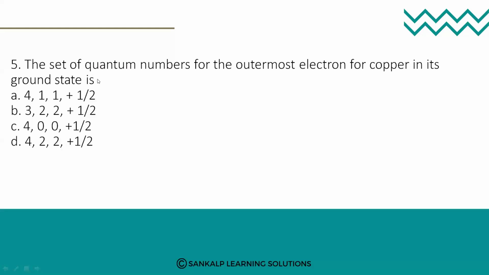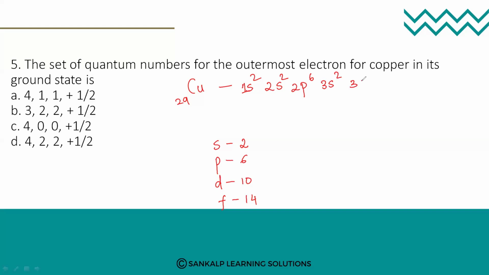Okay, fine. So let us start the filling up of electrons. Copper is 29. So 1s2, then 2s2, then 2p6. We know in s the maximum number of electrons is 2, p is 6, d is 10, f is 14. So let us start filling. 1s2, 2s2, 2p6, then 3s2, then 3p6, 3d10.